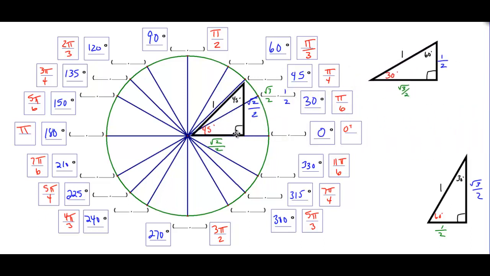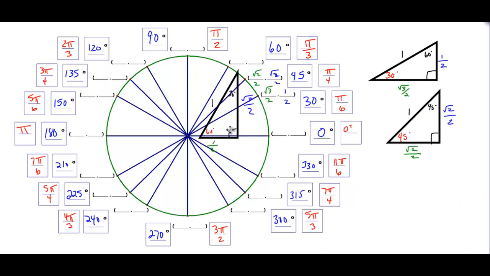Well, how much did I move at the 45 degree angle? Well, I went over root 2 over 2, and I went up root 2 over 2. Okay, so there's that ordered pair. What did I do at the 60 degree? Well, it's actually the same triangle as my 30, it just rotated. This time I went over 1/2, and I went up root 3 over 2.